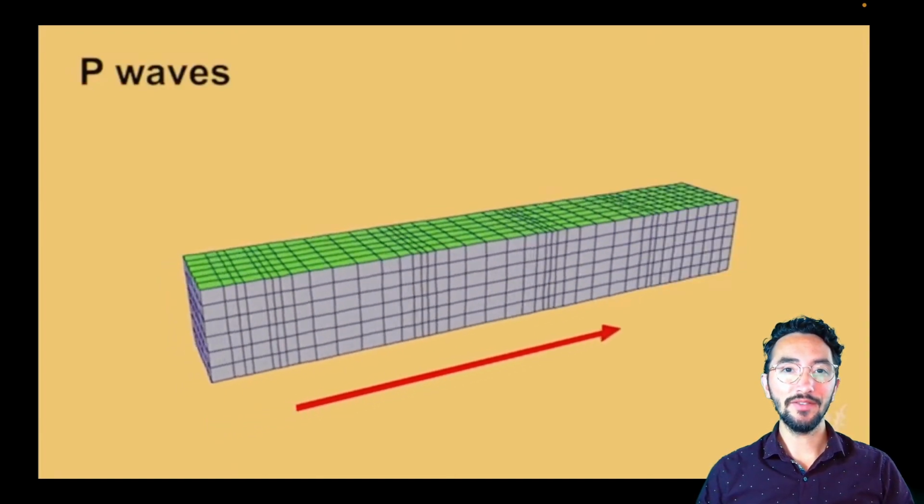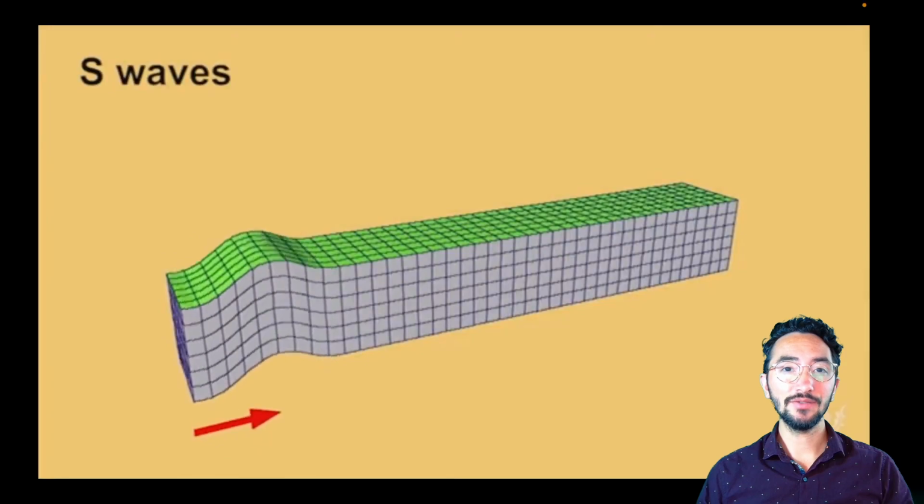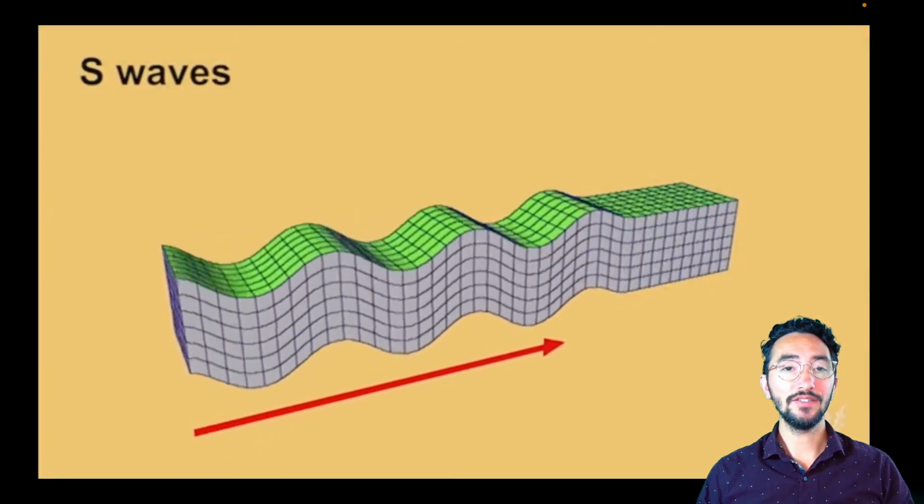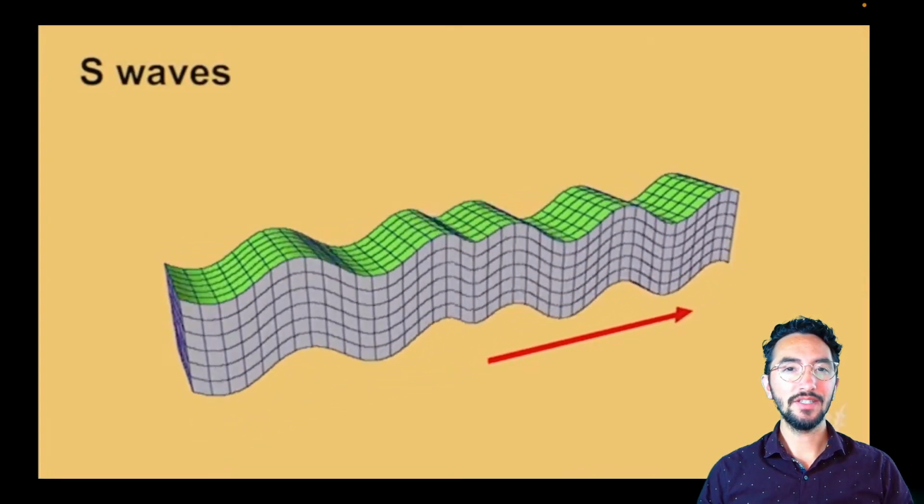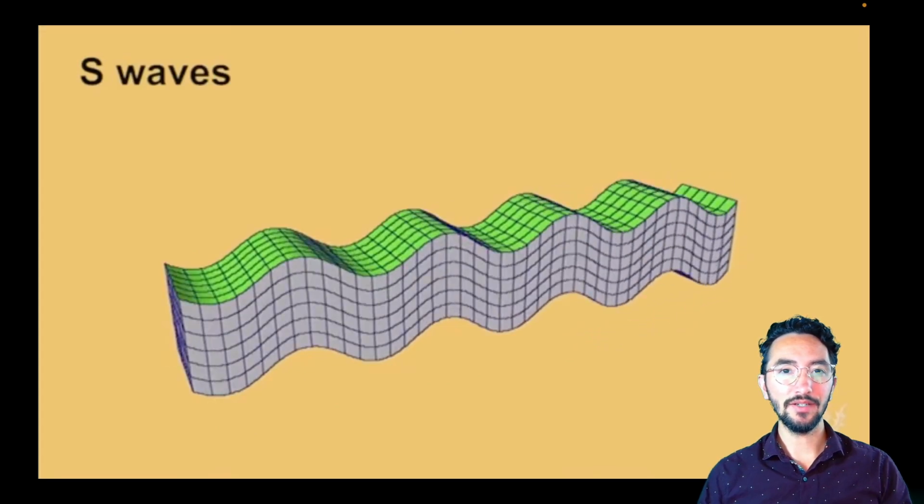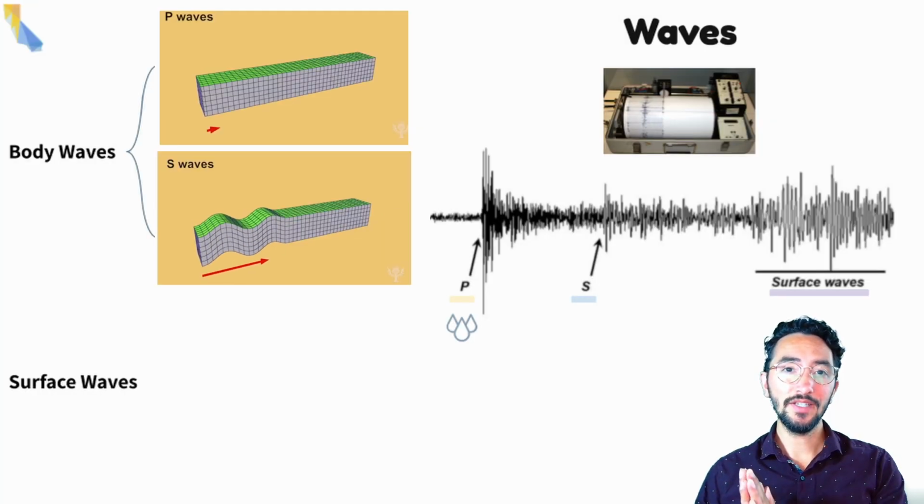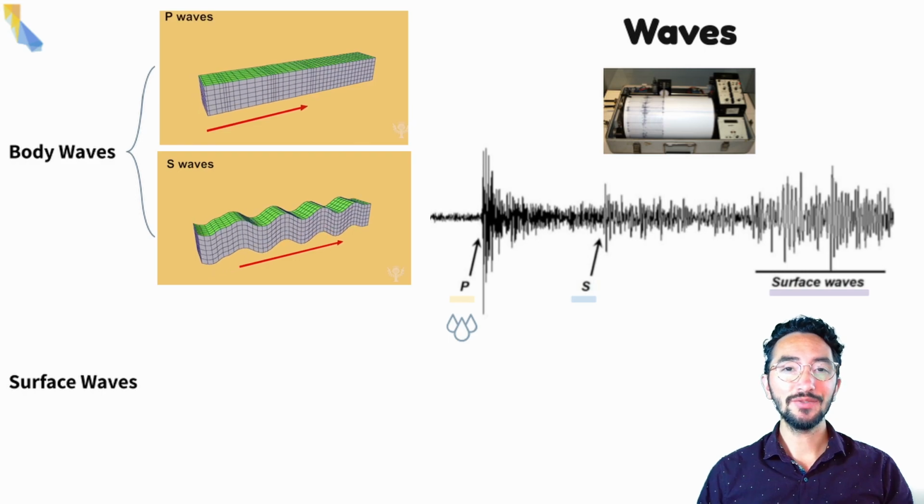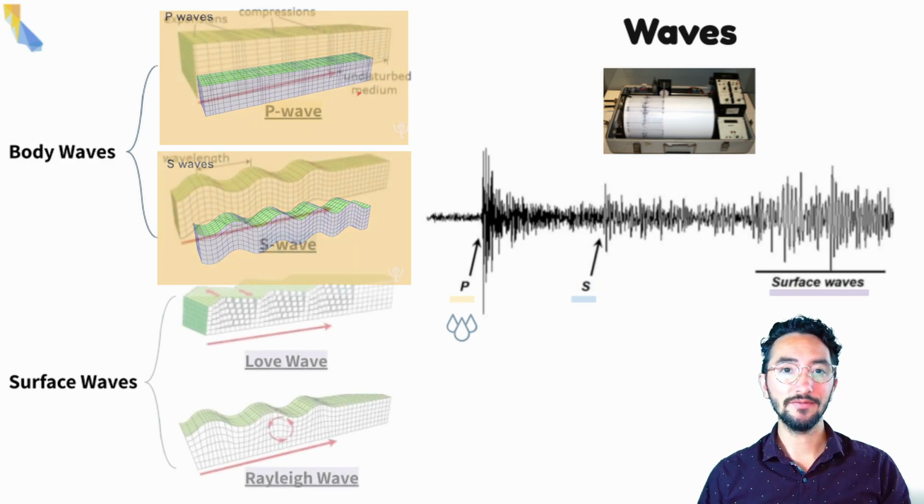The second wave that hits is an S wave or a secondary wave. This is also a body wave. Now, the difference here is that the secondary wave or S wave travels through shear in the Earth. This means that S waves can't travel through liquids because liquids don't have any shear resistance.